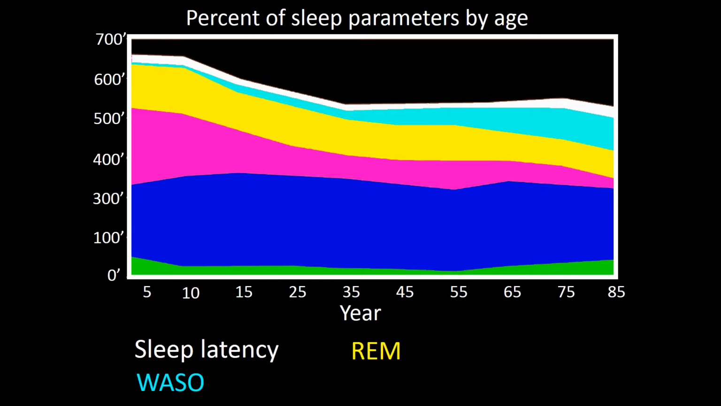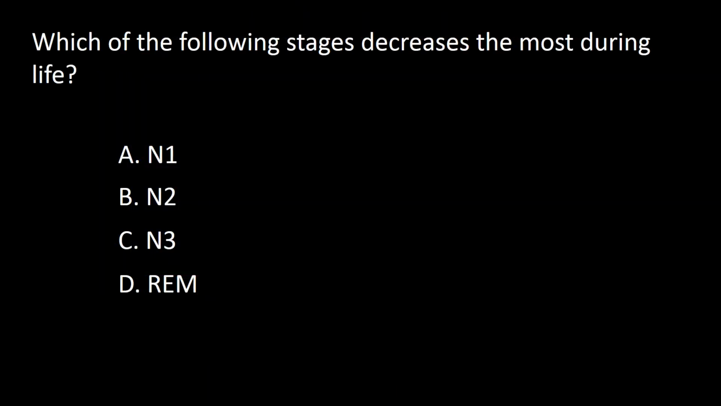REM sleep is pretty much the same after the second year of age, but some decline occurs late in life. Stage N3 really drops with age, as you can see in this graph. Stage 2 has variation, but more or less it stays about the same. Stage 1 is increased early and also late in life. So the answer to this question is C.